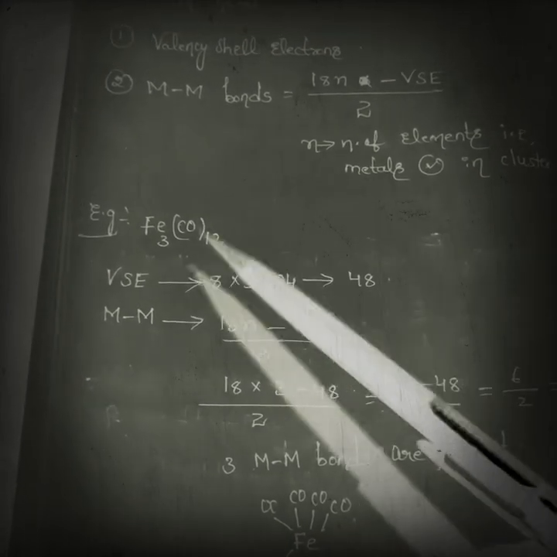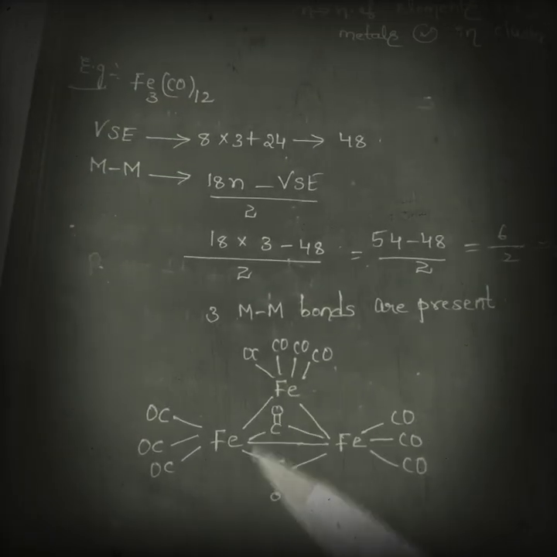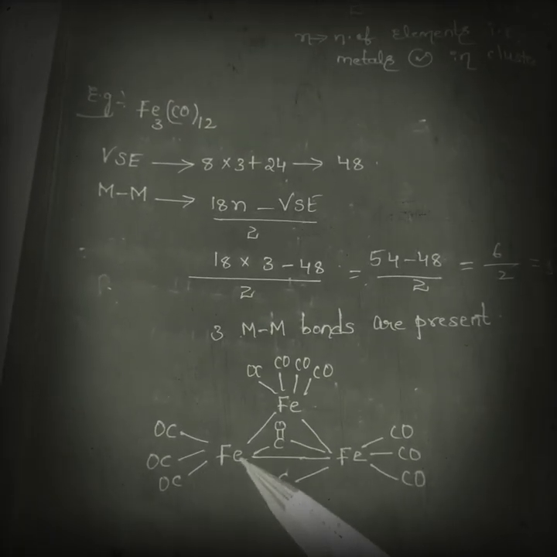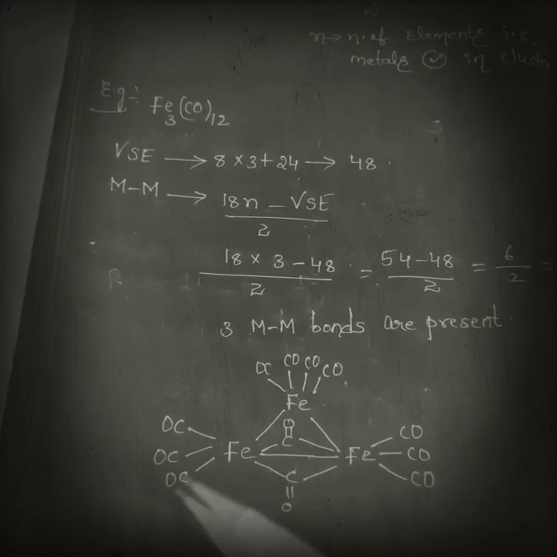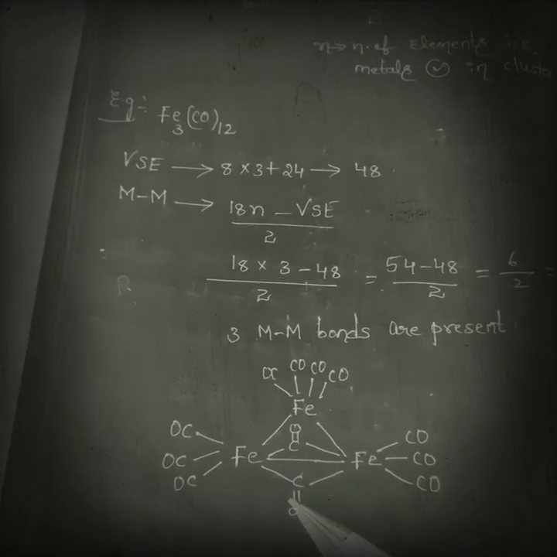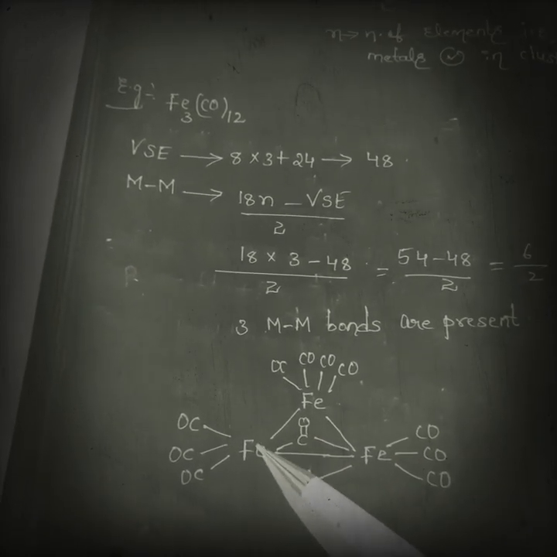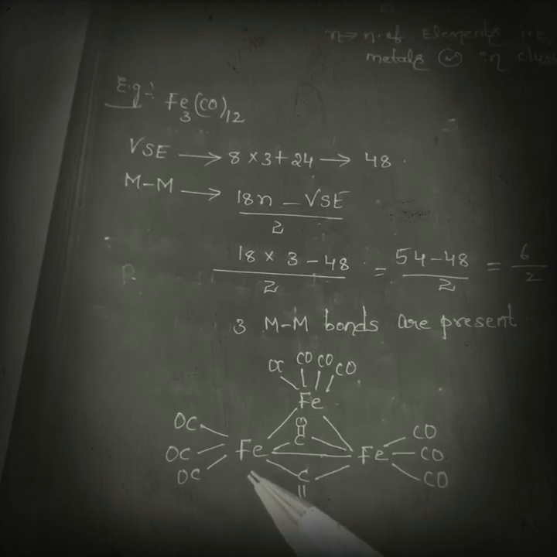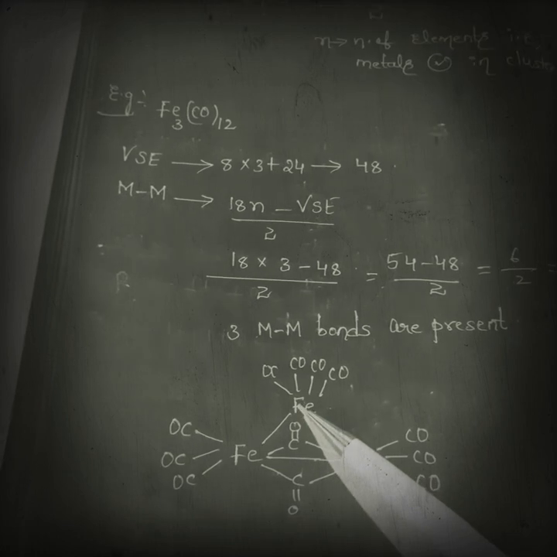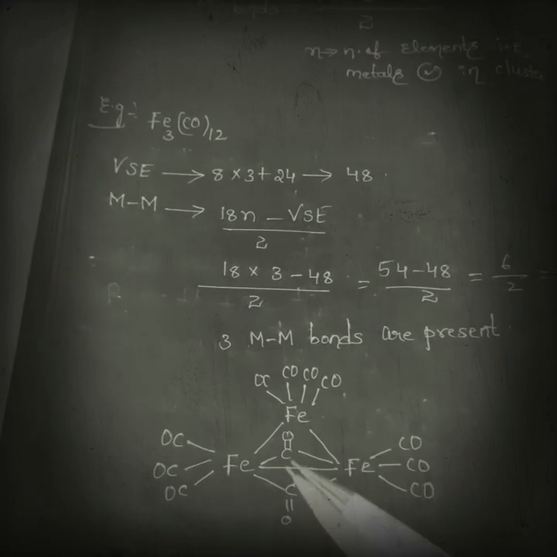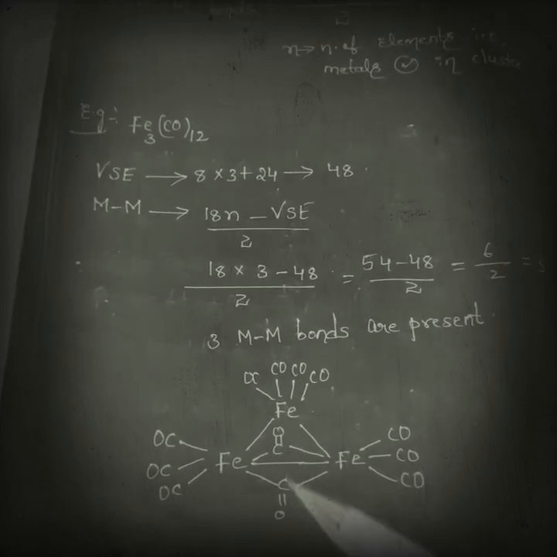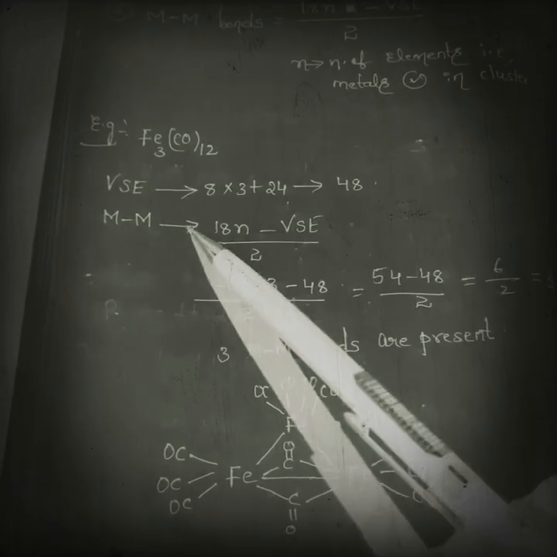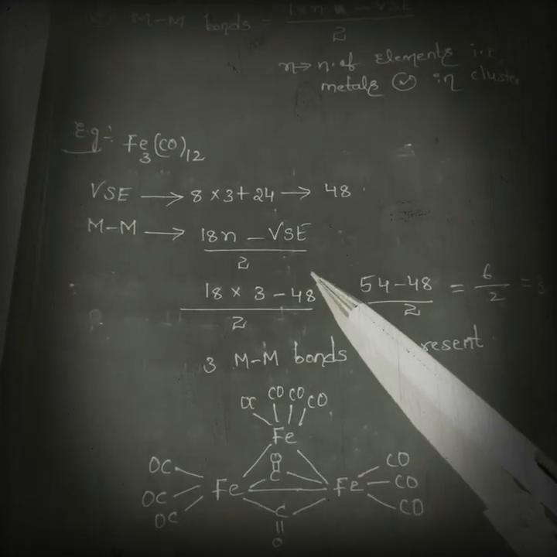Let us see the structure of this. This is actually the structure of Fe3(CO)12. If we observe the metal bonds, metal to metal 1, metal to metal 2, here 3. That means 3 metal to metal bonds are present in this cluster, and we have calculated this by using this formula. Let us take one more example.